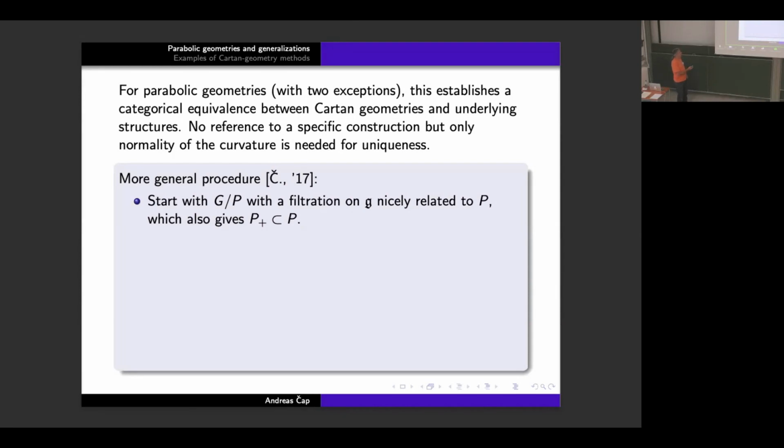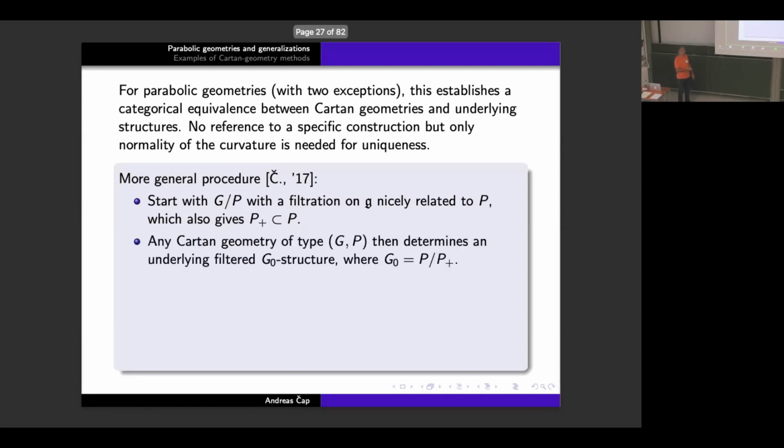What you do here is you start with a homogeneous model. Now G and P are arbitrary. What you need is a filtration on the Lie algebra, which is related in a nice way to P. This filtration also gives you a subgroup P+. Then under these assumptions, any Cartan geometry of type (G,P) determines an underlying filtered G0 structure, where G0 is again the quotient P mod P+. You can read off from the algebraic data what this structure will look like.